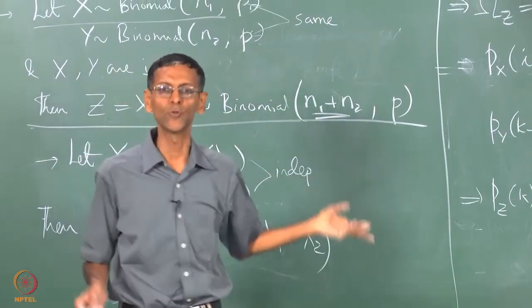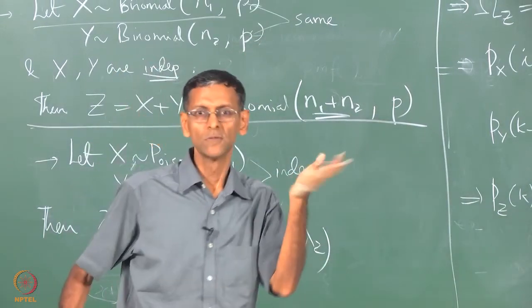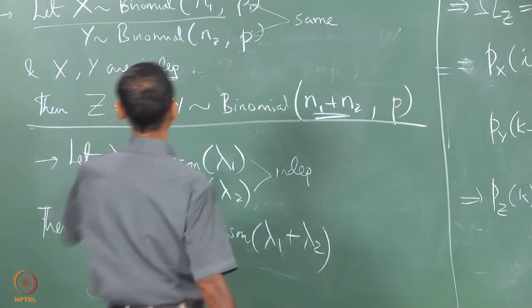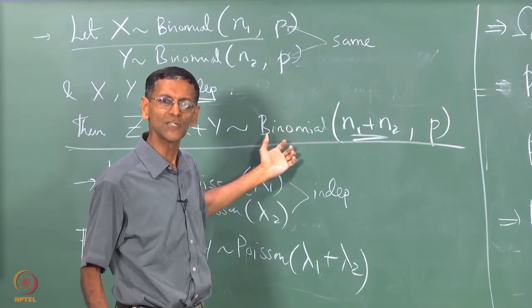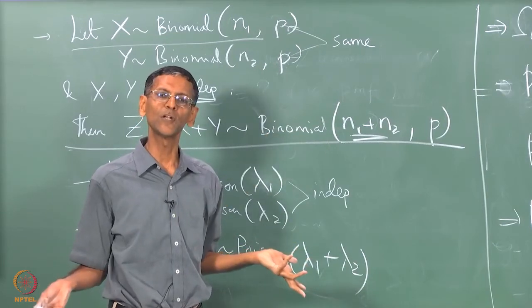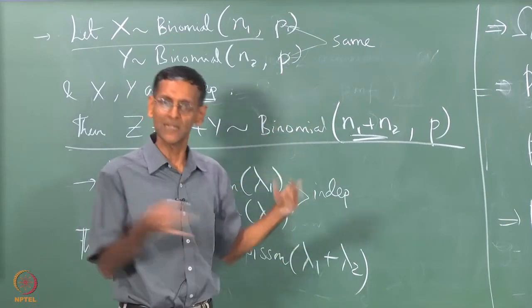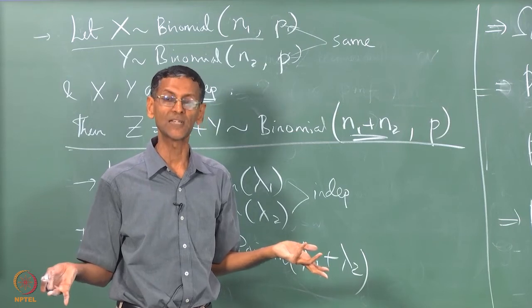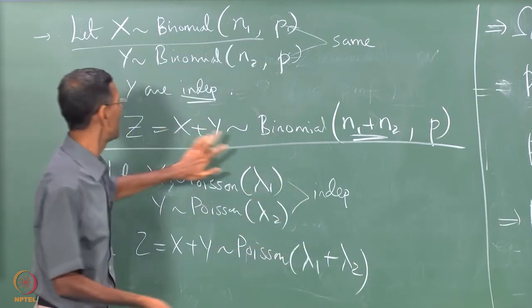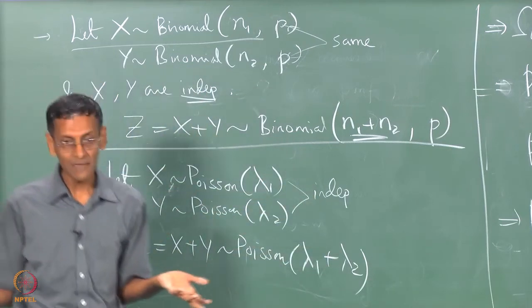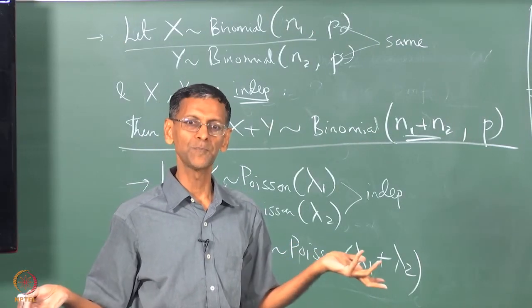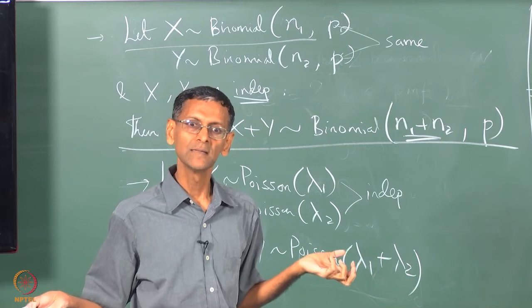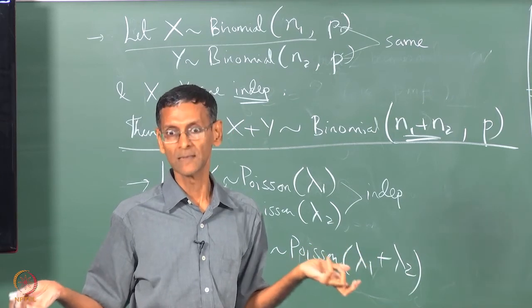Of course mathematically you can do it, so I am going to urge you to complete this derivation by yourselves, but it is actually obvious. If you look at the physics of the situation, there is no other way for it to happen. If it is the same p, then it is basically the same experiment repeated n1 plus n2 times, and the sum of x plus y can only be binomial with the increased n. There is nothing else that it can be.